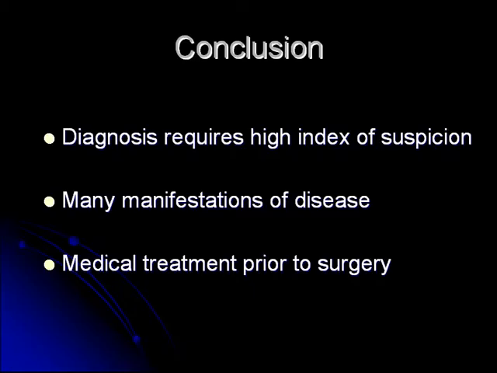So just to summarize quickly, TB is very rare, so you have to have a high index of suspicion. It can manifest as really many different things, so you should always have it on your differential. And before you consider surgery, medical treatment is the way to go. Excellent.